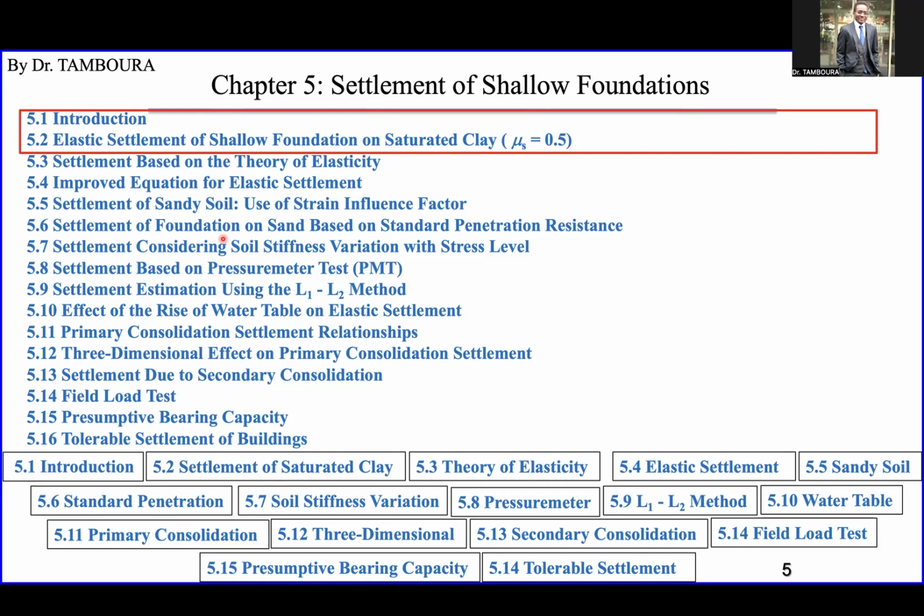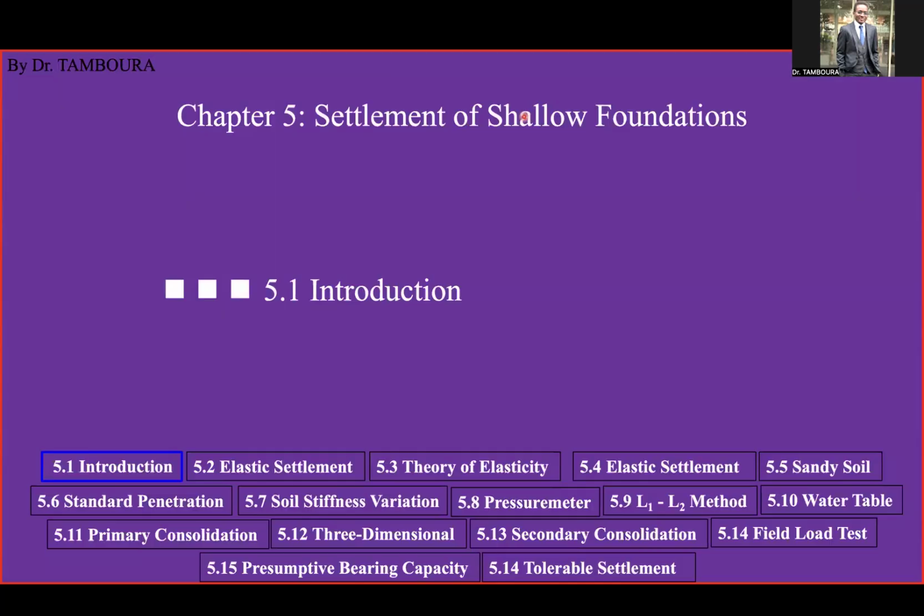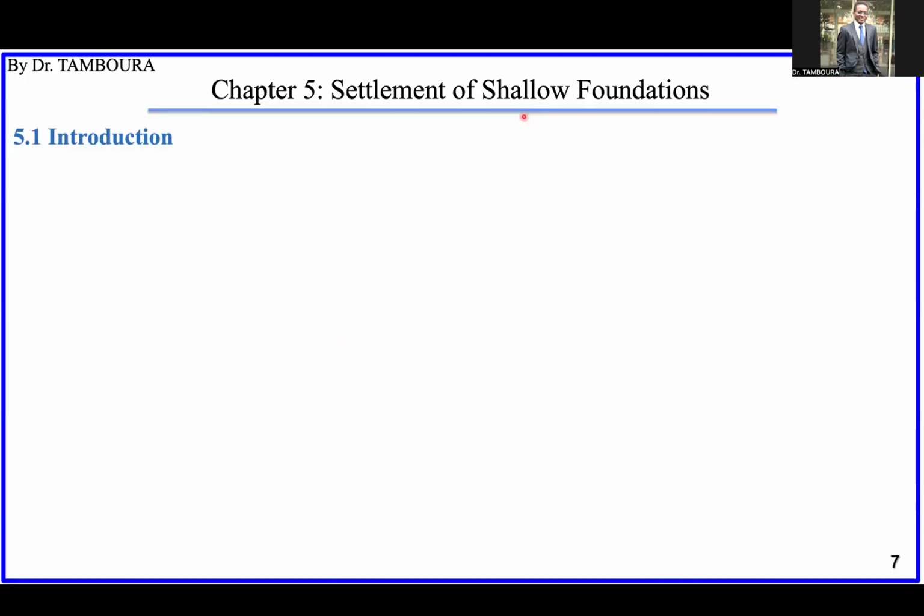There are several methods to estimate the settlement, the amount of settlement, and it depends also on the type of soil. Today we are going to cover these two points. First, the introduction, and elastic settlement in shallow foundation on saturated clay, with Poisson ratio 0.5. So first, the introduction.